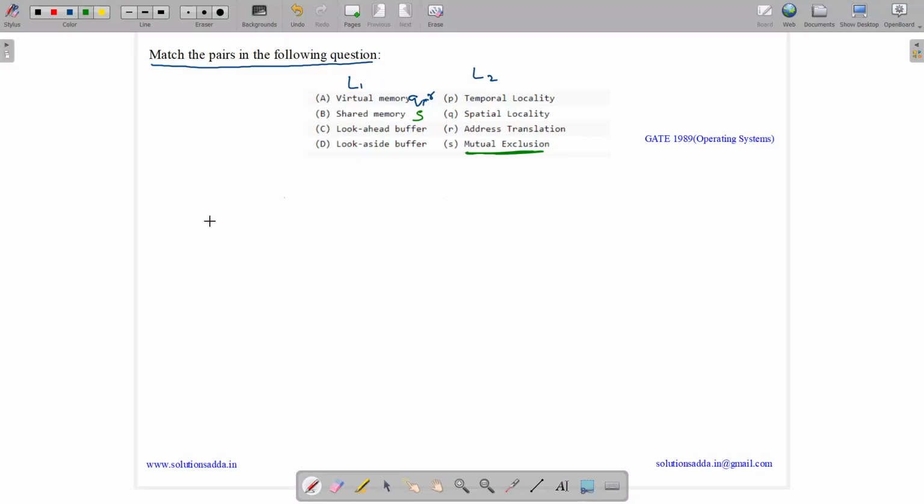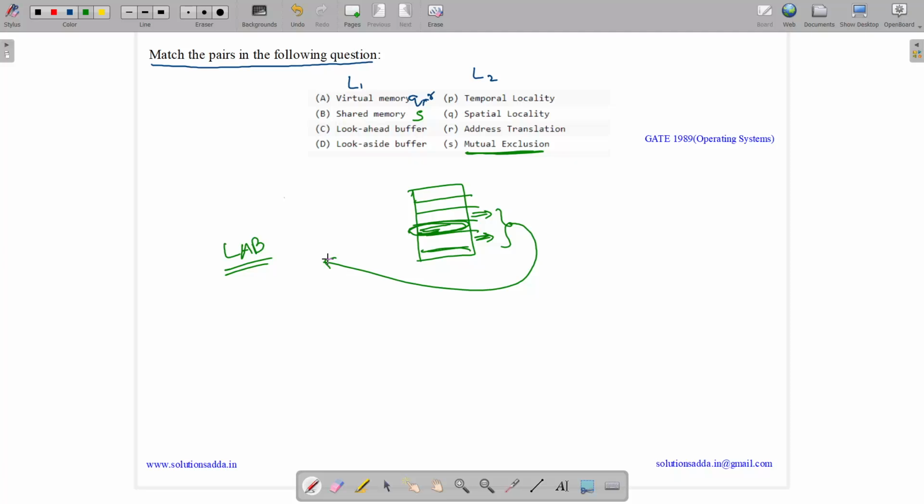CPU will always generate a logical address, but what happens is that some pages, let us suppose these are some pages. So what look ahead buffer does is that some of the pages which are nearby or ahead are also loaded in the buffer, hoping they will be accessed in the future. So let us suppose this page is being referred, but along with this we may load this page also and this page also with the hope that it may be referred in the future, and this is called spatial locality. So look ahead buffer is related to spatial locality, which is R.